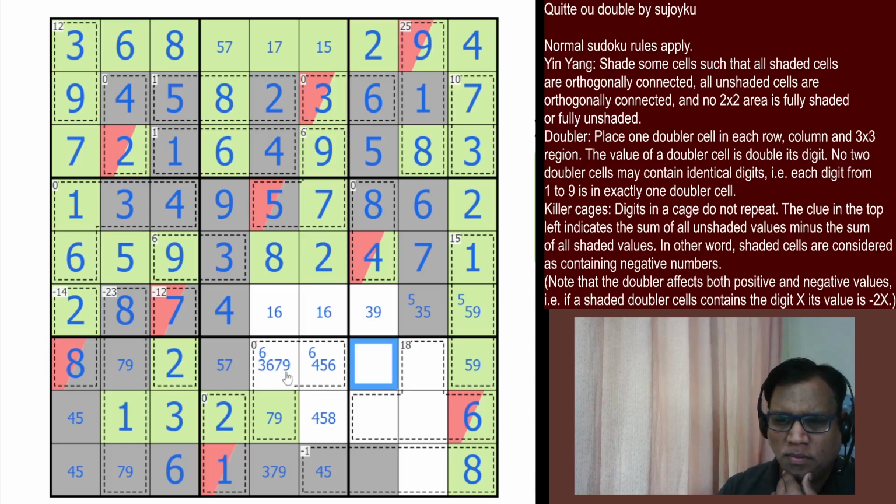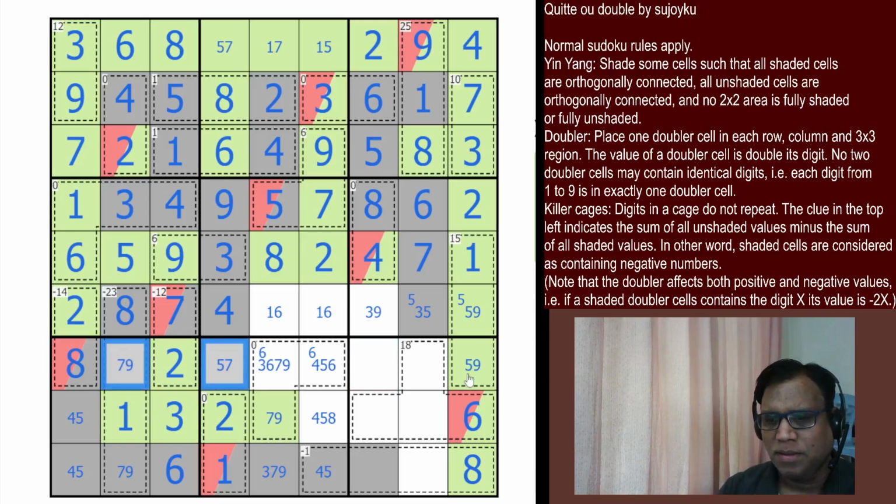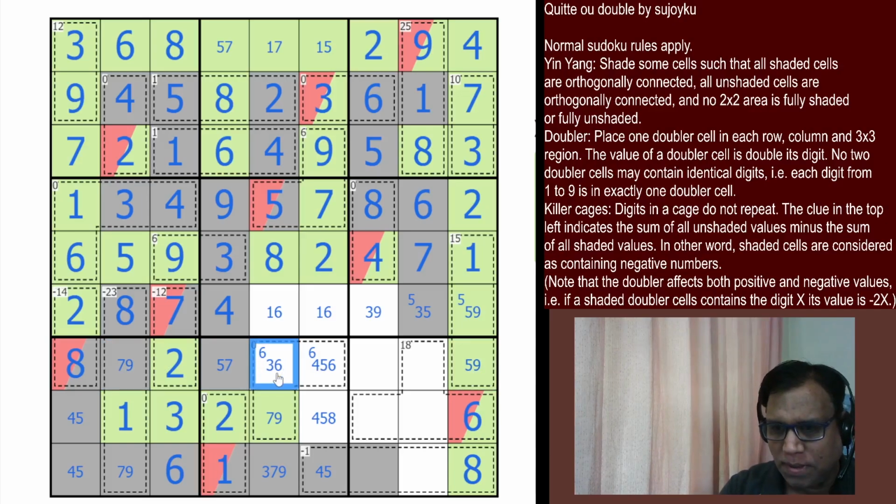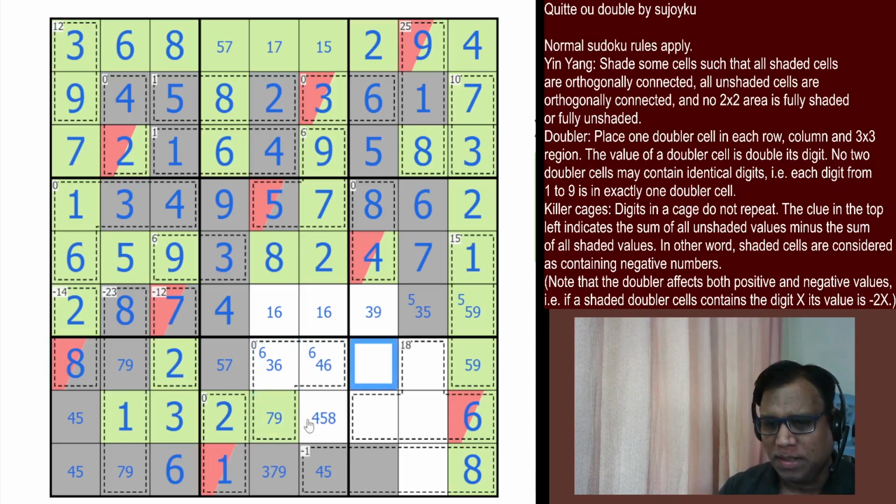Wait, 5 7 7 and 5 9. Is that triplet? Yeah, that's triplet, right? So none of these could be 5, 7 or 9. So there is no 7, 9 and there is no 5. So that is 3, 6, 4, 6. Now this should be at least a bit easy, right?